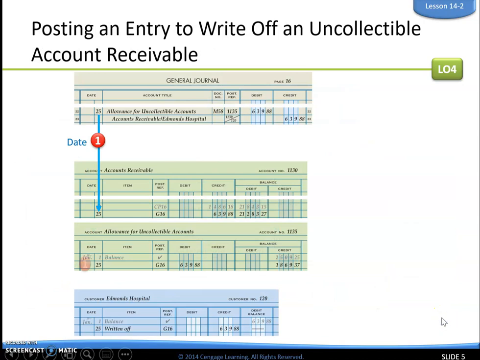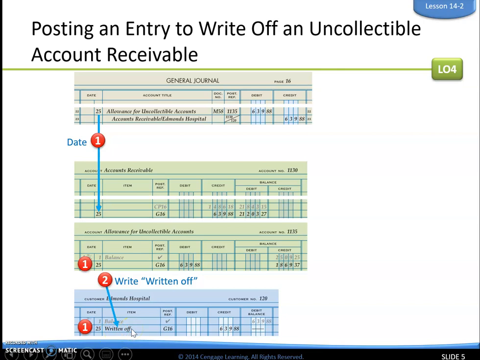So now they're showing us how we're going to post. Now we should know how to post. So we're going to start with our date. The thing that's going to be different here is when we are posting to Edmonds Hospital in our accounts receivable ledger, we are going to write in our item column. Remember, we've never written anything in our item column before. So this time we're going to put written off.